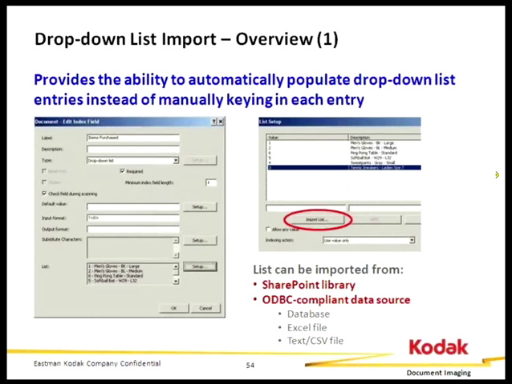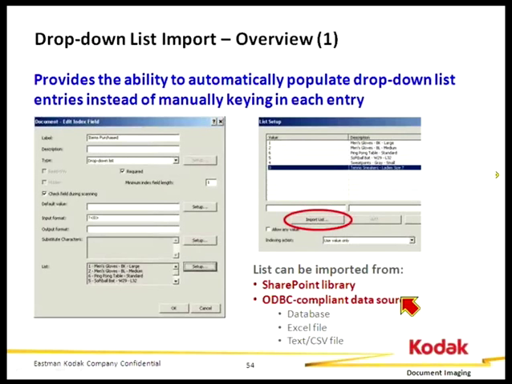Drop-down list import provides the ability to automatically populate drop-down list entries instead of manually keying in each entry. Really nice. So if you have a list of employee IDs and somebody has to manually enter the employee ID in Capture Pro because it's not coming from a barcode field or something like that, it might be easier for them from an end user experience to have that be in a drop-down list. So now I can import, and I could have thousands of entries. So much easier to import that drop-down list instead of manually keying in all that information.